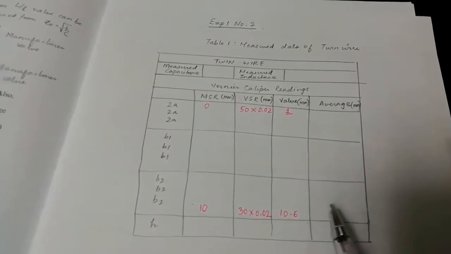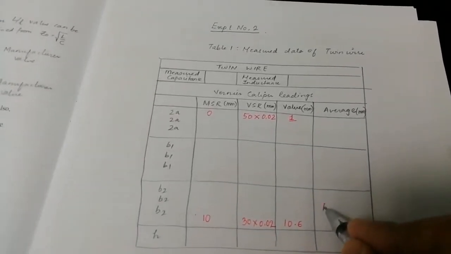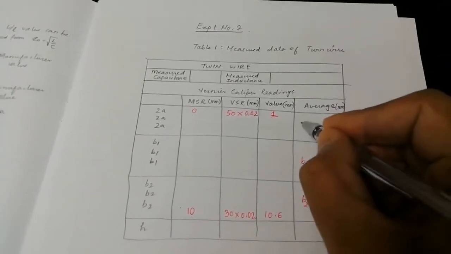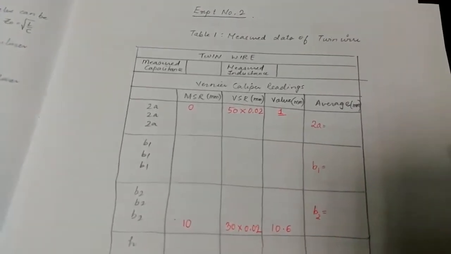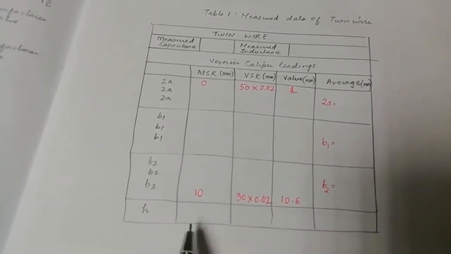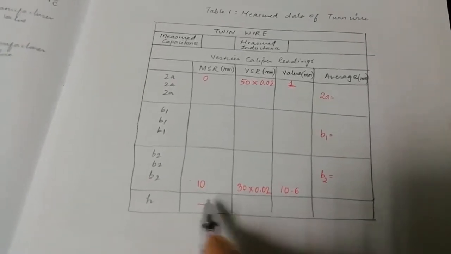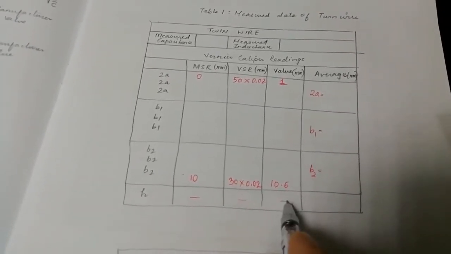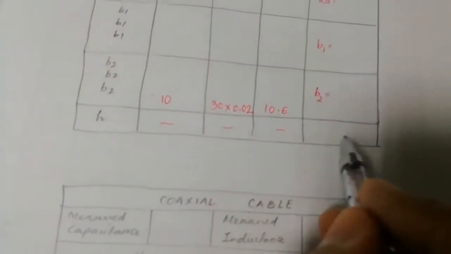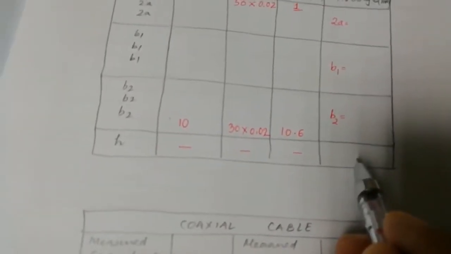and that average value of B2 you are going to take. So this will be the average value of B2, this will be the average value of B1, this will be the average value of 2A. And once you know H, for H we do not require this, because for H we are going to use this expression, so it is just B2 minus B1. Okay, so 2H is B2 minus B1. So you find that value and write it here. So this is for the twin wire.